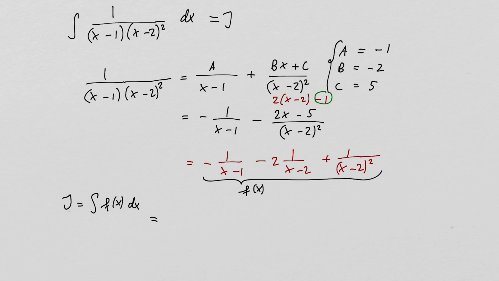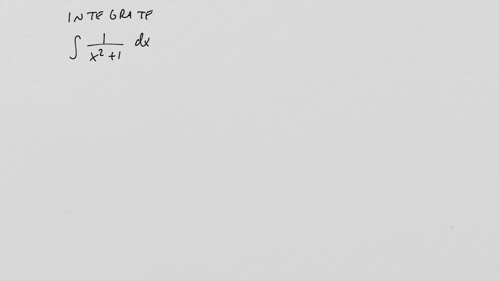We will get a minus logarithm of x minus 1, then minus 2 times the logarithm of x minus 2, and then we need to have this term and this term. We were able to do it. If we are given this integral, the answer is easy. We will just get the arctan of x plus a constant.